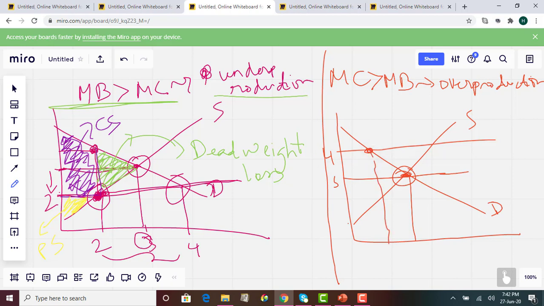The demand is now less, but supply is more. So we have a surplus scenario in this case, right? We have extra output out there. But how do we calculate the deadweight loss in this scenario? In this scenario, again, let me label your deadweight loss.